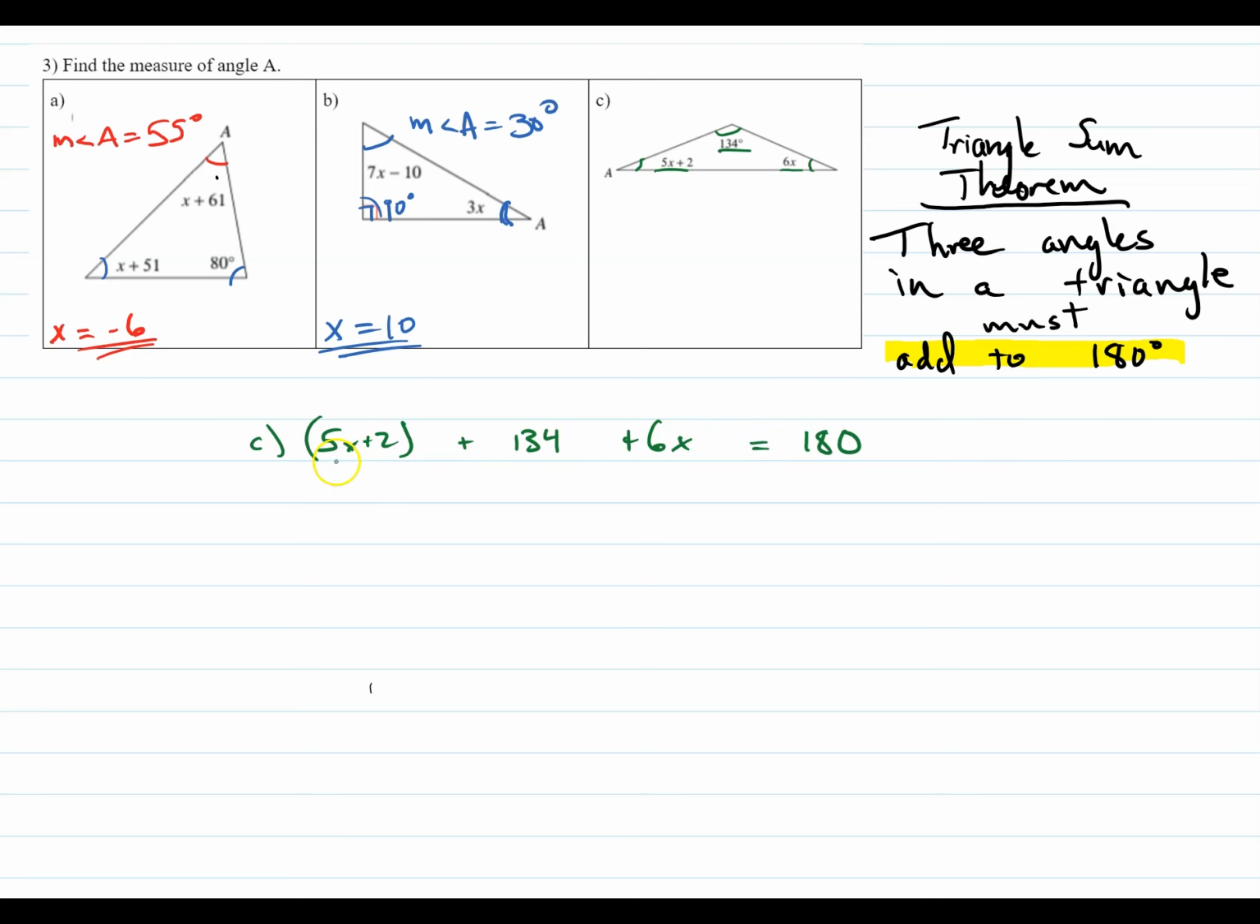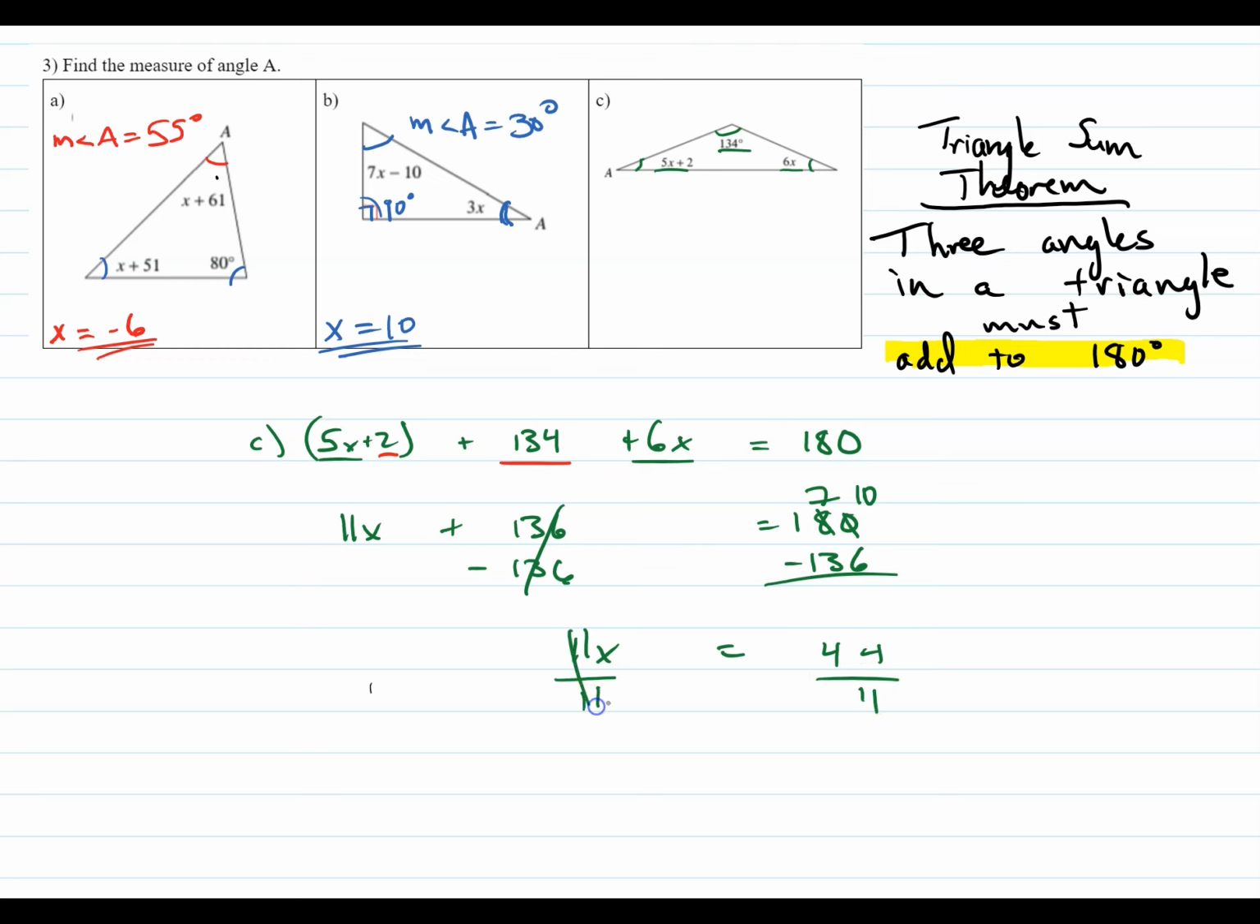We combine like terms to solve for x. 5x and 6x makes 11x. Then we have 2 and 134, both positive, so that makes 136. That's equal to 180. Subtract 136 from both sides, and we get 11x equals 44 degrees. Divide both sides by 11, and you've got your x, which is 4.